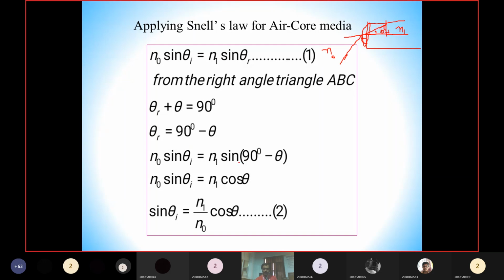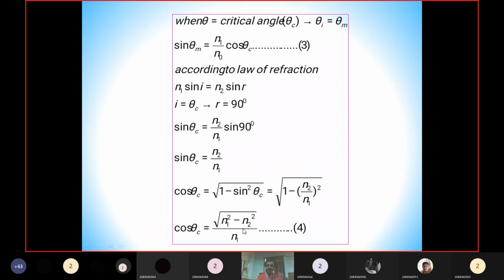So here, sin(90 minus theta) becomes cos theta. Therefore, sin theta I equals N1 by N naught into cos theta. Let us take this as equation number 2.